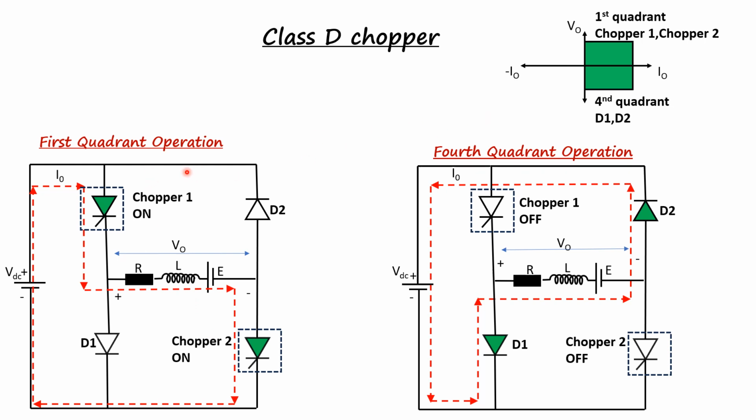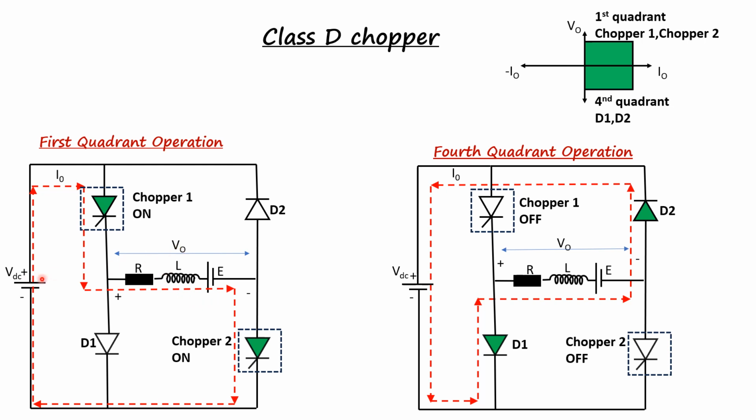In the first quadrant operation, the switches S1 and S2 are on and the load, that is the RLE load, starts receiving the power from the DC source. Now the current flows in the circuit from VDC, chopper 1, then load, chopper 2 and back to the VDC as indicated by the red arrow line. During this interval, chopper 1 and chopper 2 are on. The output voltage V0 is positive and equal to the source voltage. So the output voltage V0 is equal to VDC.